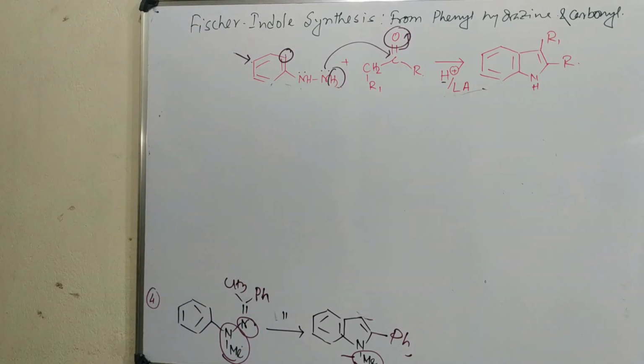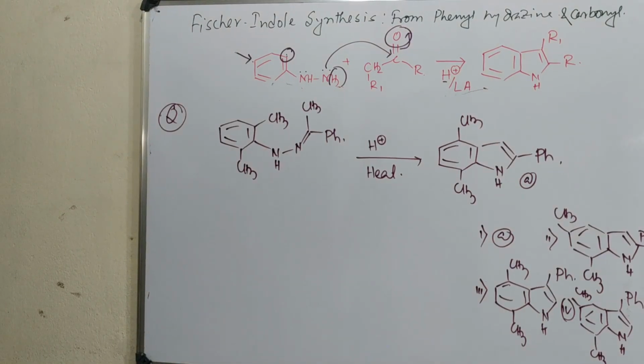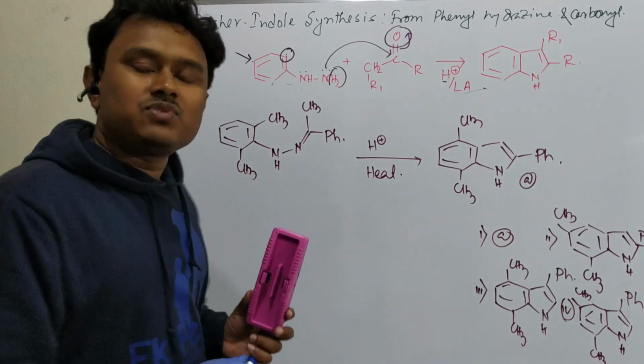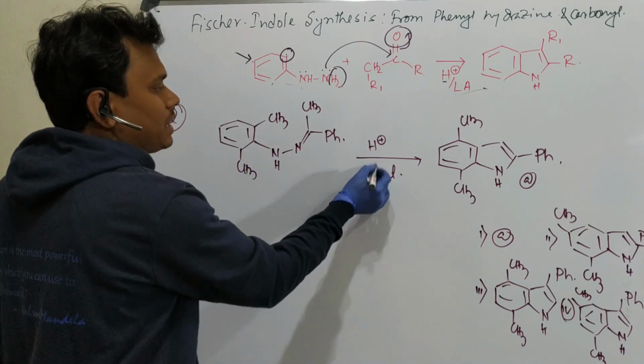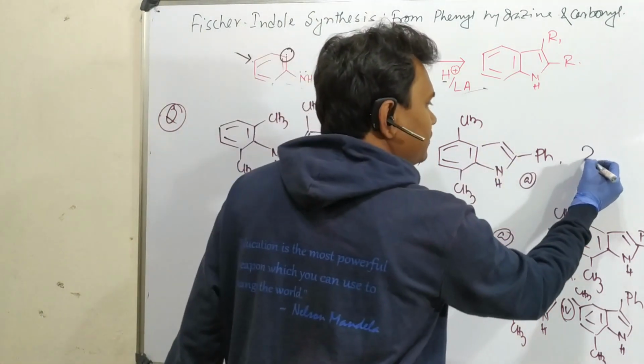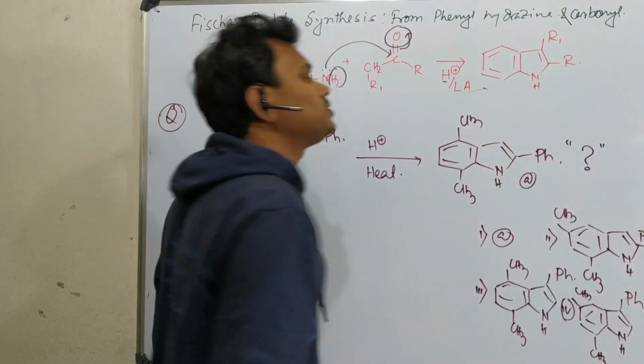Okay, now let's discuss an example. Let's look at this example quickly. A clever MCQ could be constructed. See this example, what is happening in terms of H plus and heat. In the exam, it could be given as a question: what is produced in this reaction?